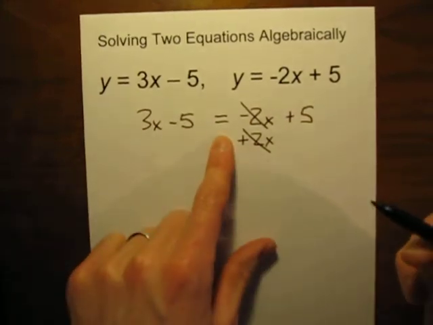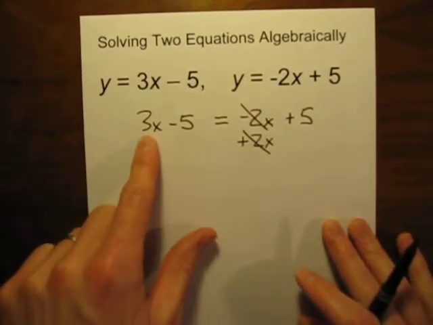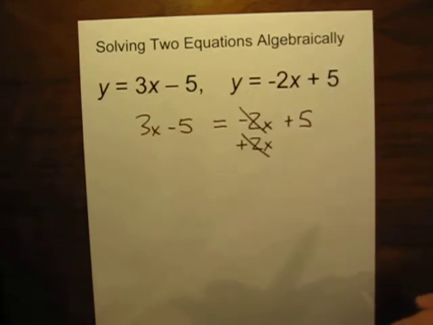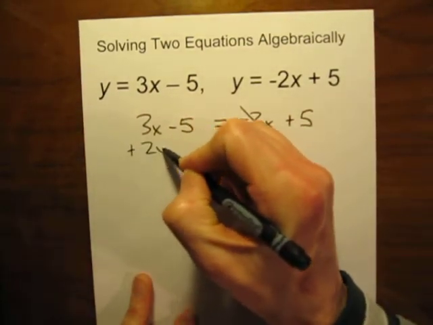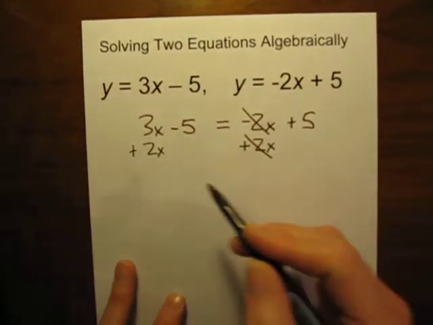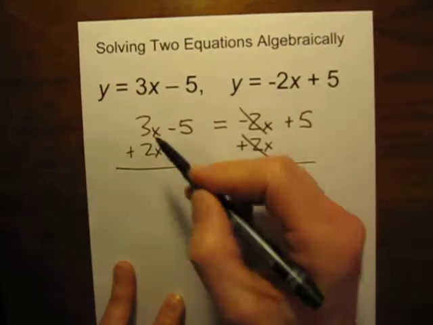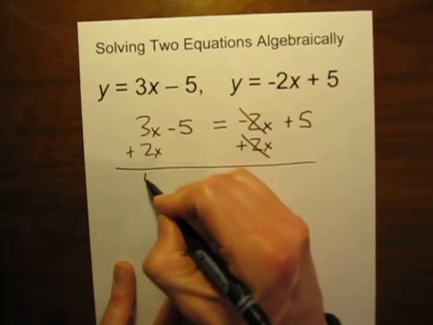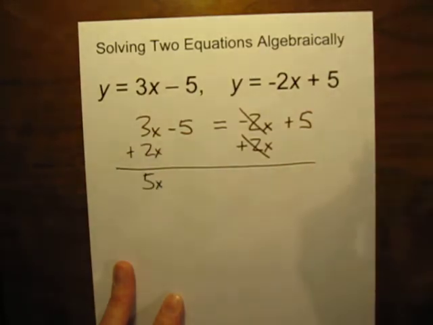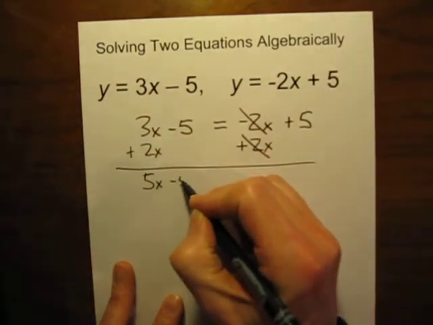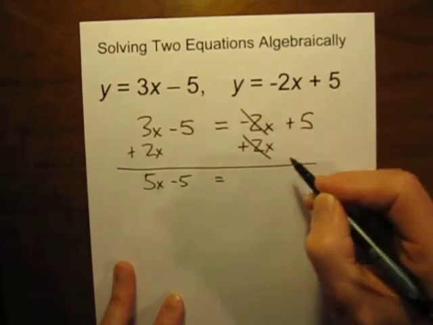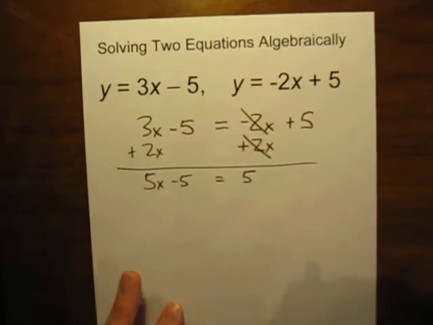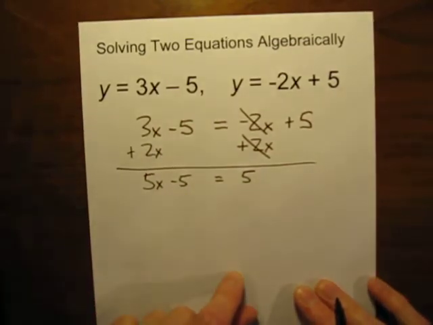But since this is an equation, anything I do to one side of the equation, I had better do to the other side as well. So if I added 2x here, let's add 2x over there. Let's rewrite what's left. 3x plus 2x is 5x, minus 5 is equal to, these have canceled, but the positive 5 remains. So 5x minus 5 equals 5.